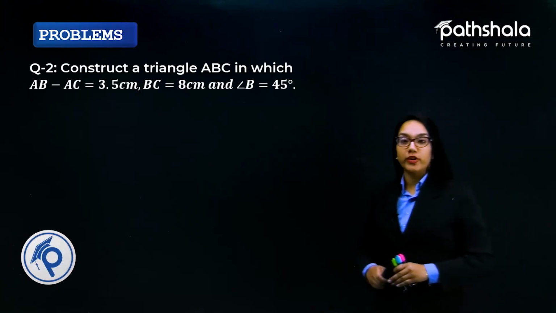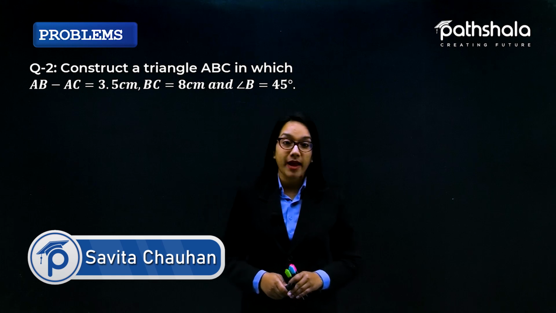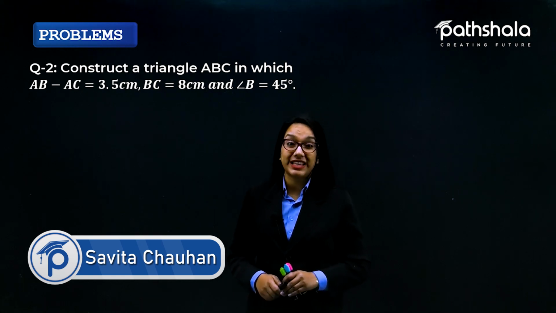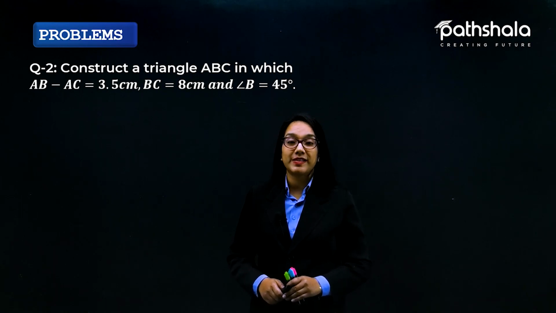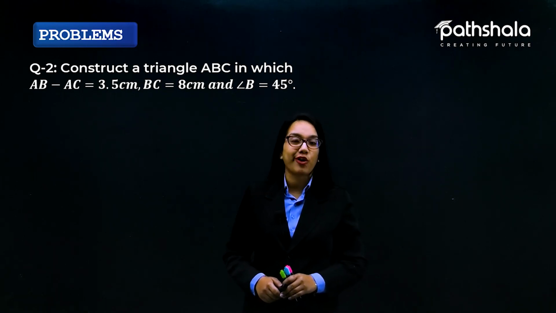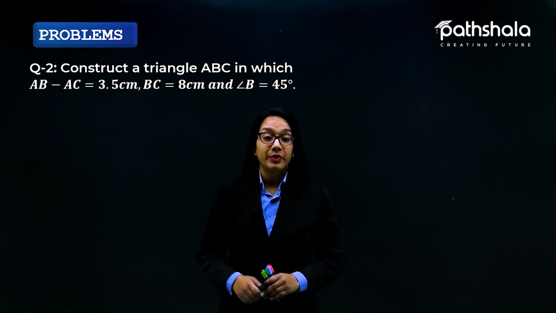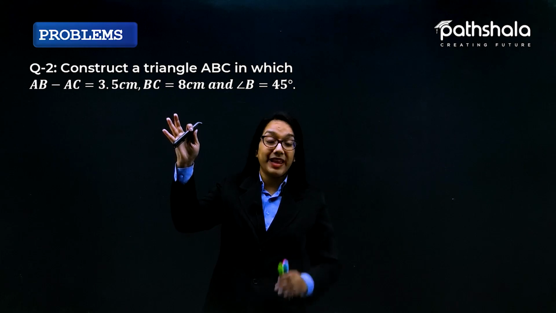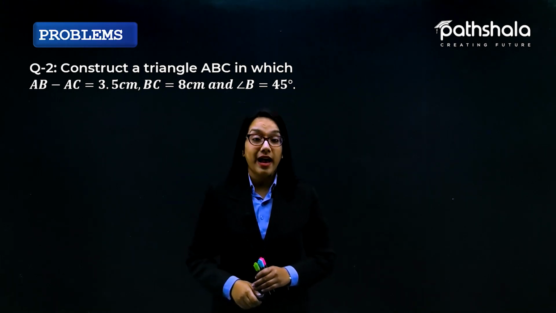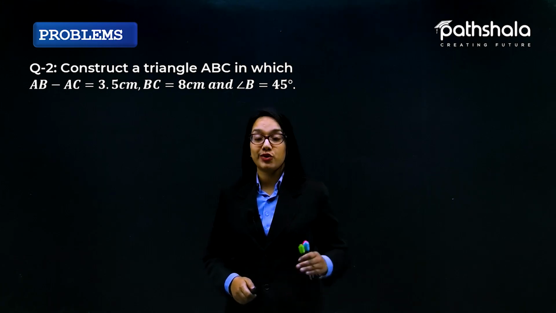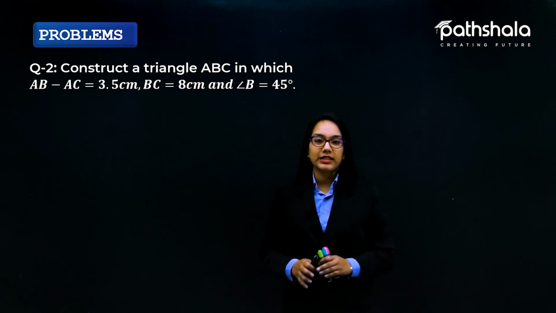Now let's move on to question number 2, which says: construct a triangle ABC in which AB minus AC is 3.5 centimeter, BC is 8 centimeter, angle B is 45 degrees. So now it is quite an easy job to construct such a triangle, because in the question we have the base of the triangle as 8 centimeter. One of the base angles is also given, and we also have the difference of the two sides as 3.5 centimeter. So let's draw this triangle.